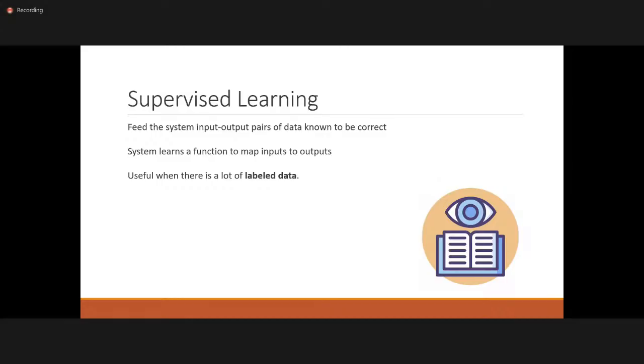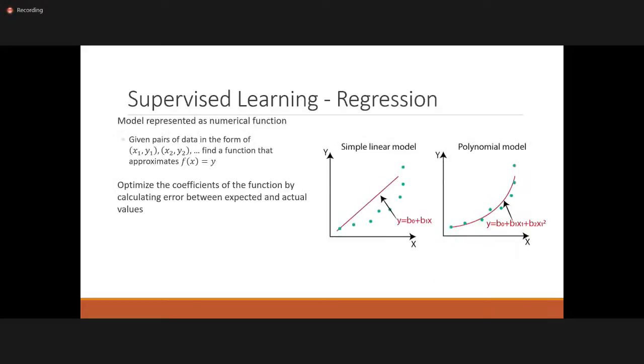This type of learning is very useful when there is a lot of labeled data. So let's look at a basic type of supervised learning. Essentially, regression is one of the main types of supervised learning that is used in application very often these days. Basically, a model in regression is represented as a numerical function.